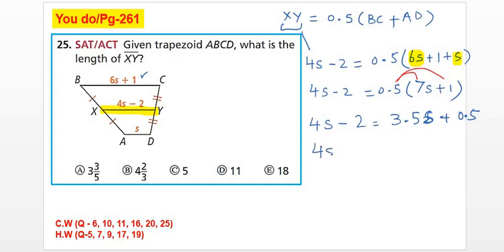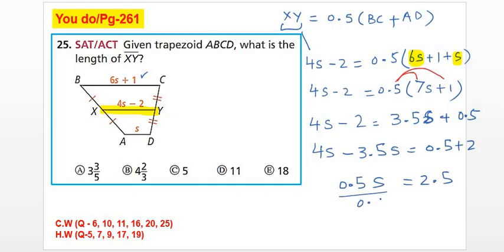So it will be 4s minus 3.5s equals 0.5 plus 2. So this one will be 2.5, and here we will have 0.5s, right? Now divide both sides by 0.5. So the value of s will be 5, right? It's 5. Now is this our final answer?